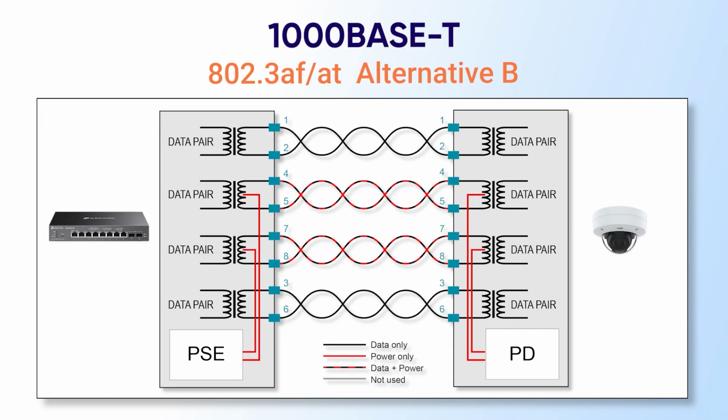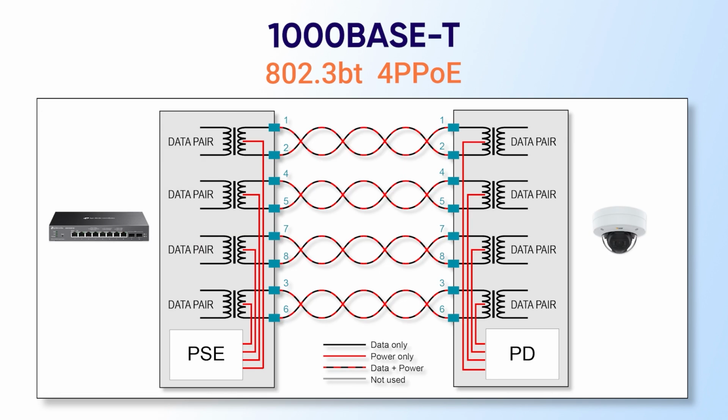A gigabit network following Alternative B utilizes phantom power on pairs 4, 5, and 7, 8. Pairs 1, 2, and 3, 6 carry data signals only. Networks following the BT standard with 4-pair power over Ethernet utilize phantom power on all 4 pairs.